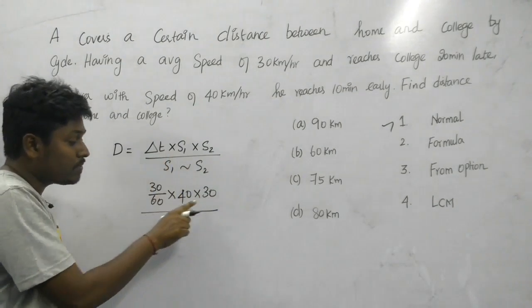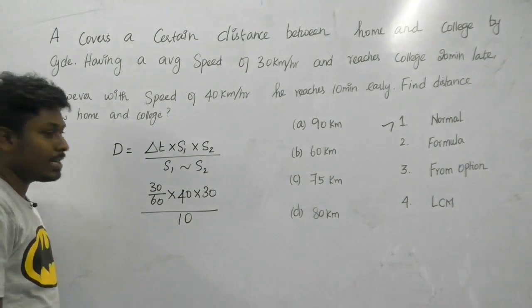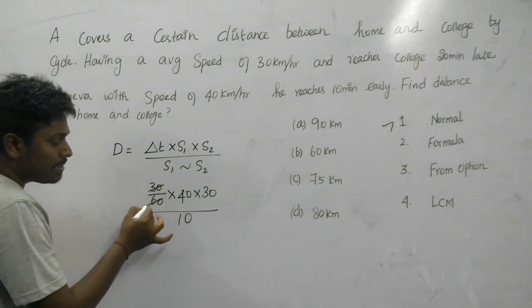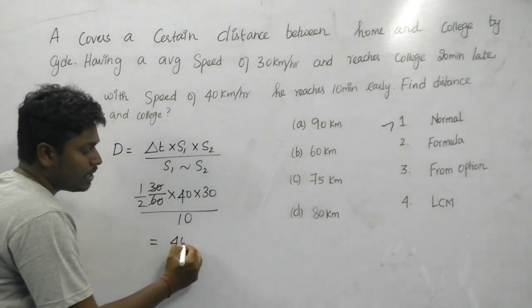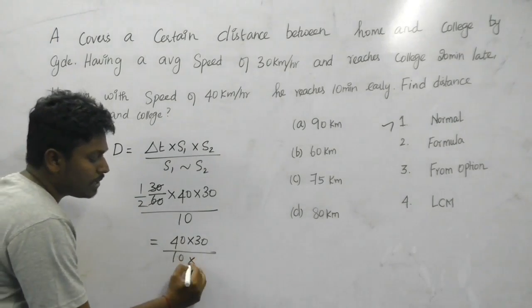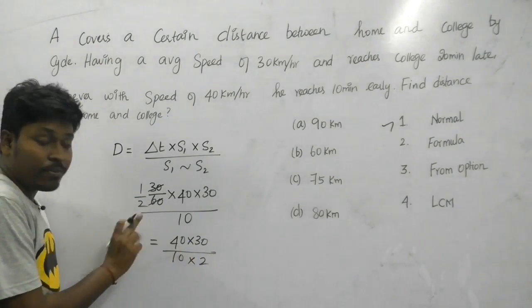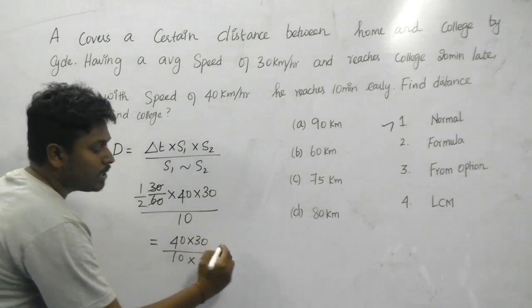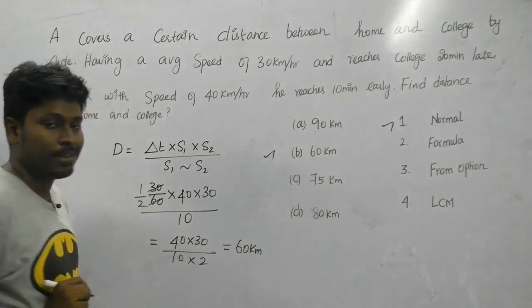So of the two speeds, one is 40 and one is 30. The difference between the two speeds will be 10 kilometers, right? By cancelling 30 and 60, it is 1 divided by 2. Okay, so 40 into 30 divided by 10, and here there is a 2, so the denominator becomes 2. So 10 into 2 is 20. 20 and 40 gives 2. So 2 into 30 gives you 60 kilometers. Option number 2 will be your answer, right?